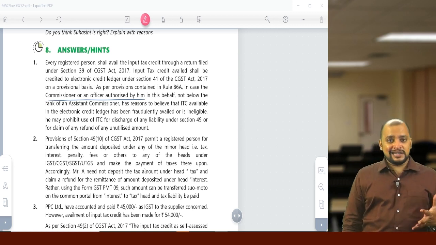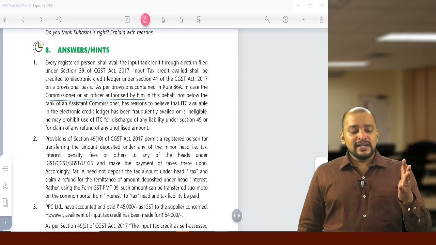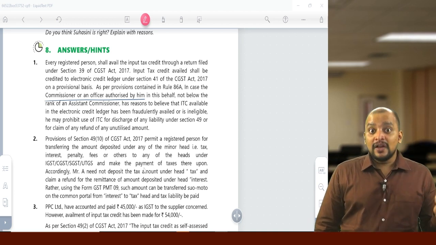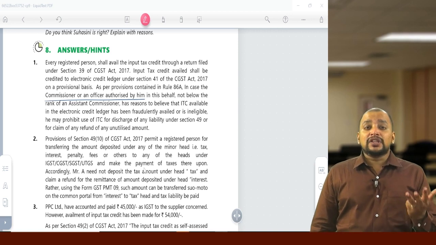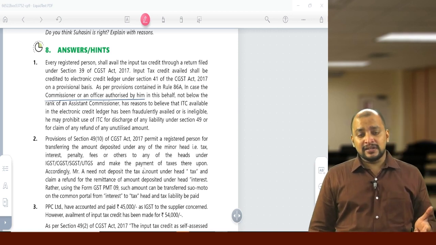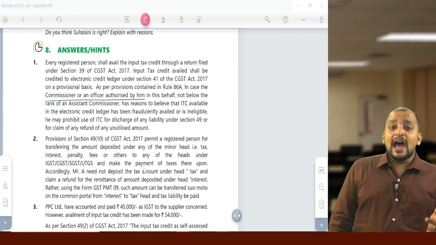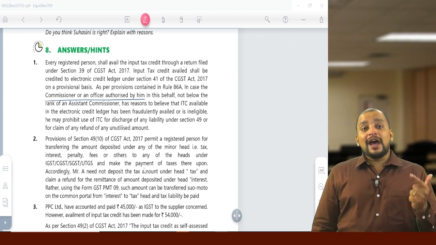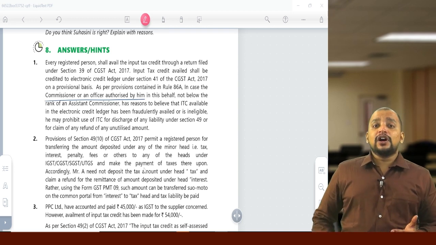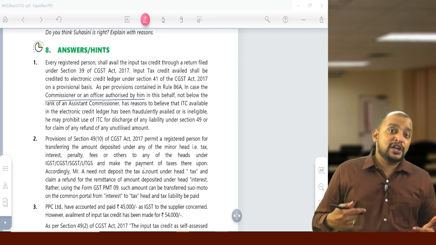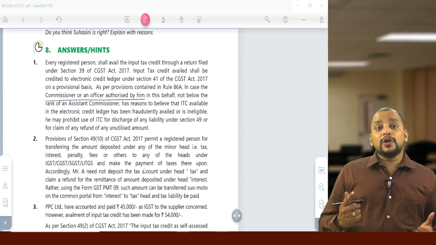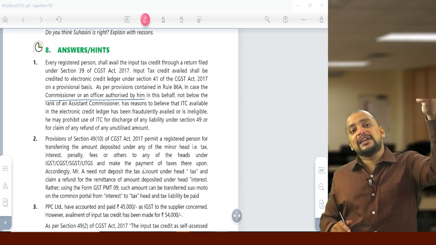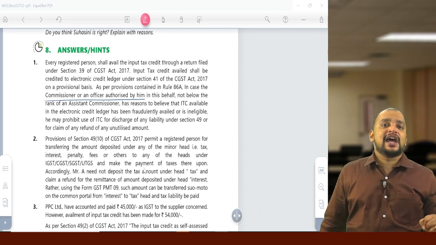Rule 86A says that in 5 cases, that is, you have taken ITC and the invoice is missing, or you have taken ITC without receipt of goods or services, or you have taken ITC and the supplier has not paid tax. Okay, then you have taken ITC and you are not doing business from the place where you have obtained registration, or you have taken ITC against an invoice given by a supplier and that supplier is not doing business from the place where they have obtained registration.